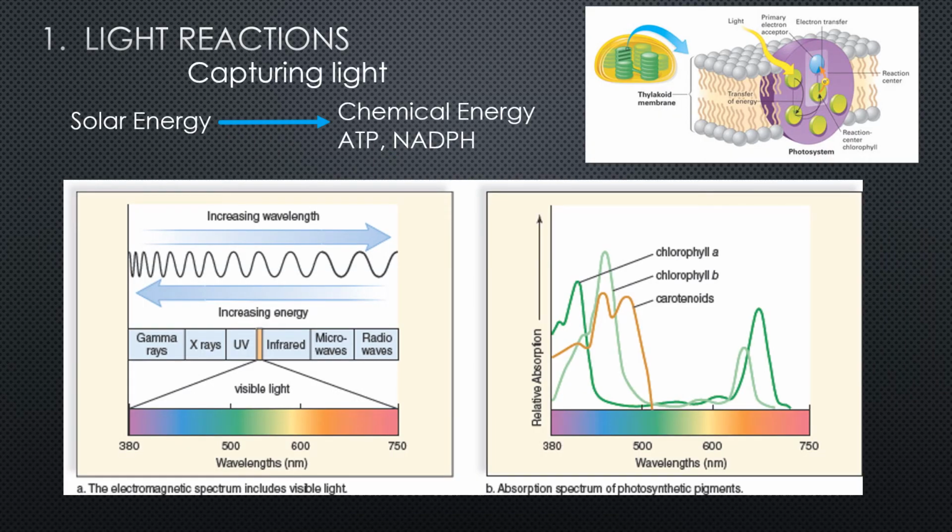So when we start the process of photosynthesis, we know that we need to capture that solar energy. So this begins the light reactions part of photosynthesis. And so put in a very simplified version, the light reactions are converting solar energy to chemical energy in the form of ATP and a molecule called NADPH.